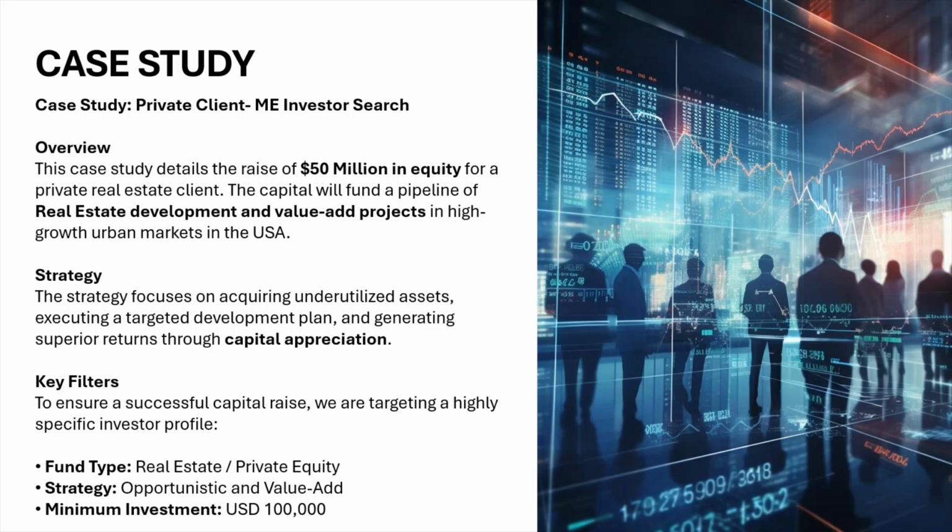So the key filters that we use to ensure a successful capital raise, we're targeting a highly specific investor profile. One, fund type is real estate and private equity, using both those keywords because they are not looking for debt. So it's very clear it's real estate and private equity. Strategy is opportunistic and value add, and the minimum investment is $100,000. Now keep in mind, that's our US minimum. We have to put that in there so that we can attract a wide net of investors. When it comes to the Middle East, we found in previous exercises that about $2 million is about the minimum that investors contribute. So that's something to keep in mind when we're looking at both the different territories.